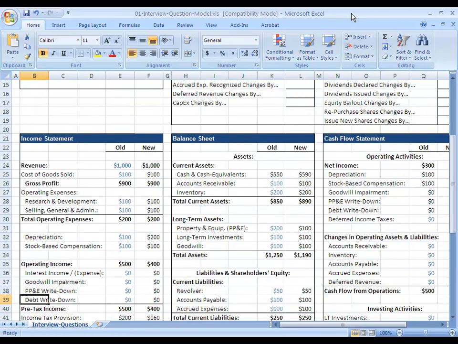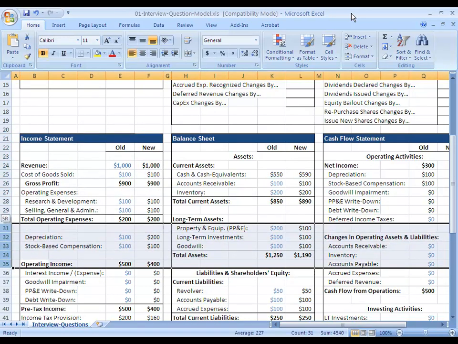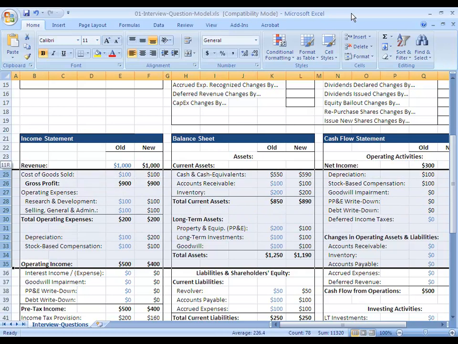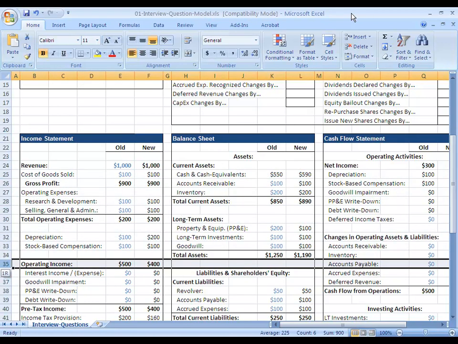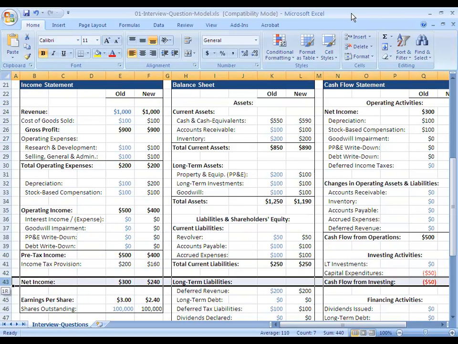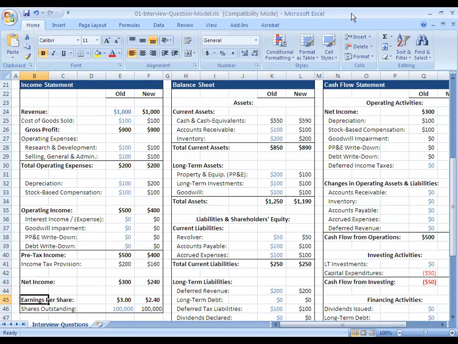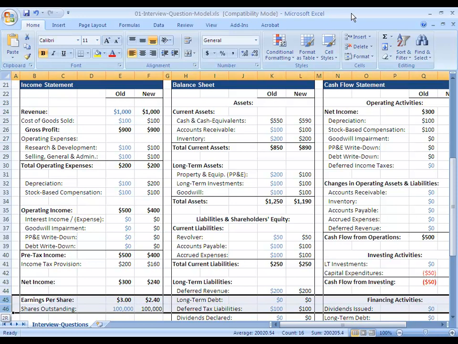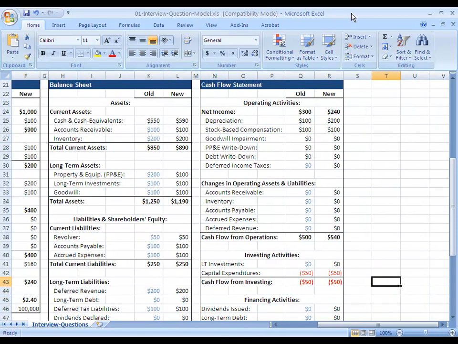So let's go to the income statement first and see what the effect is here. Depreciation is up by 100, which means that operating income has fallen by 100. Again, it doesn't matter whether depreciation is in operating expenses or cost of goods sold. All that matters in the context of this question is that operating income falls by 100. That means that pre-tax income falls by 100. And so as a result, net income is going to be down by 60, because remember, we're assuming a 40% tax rate here. You may want to confirm that with your interviewer just to check, but it's usually pretty standard to assume a 40% tax rate. So overall, net income here is down by 60. You don't need to mention anything on earnings per share or shares outstanding for this type of question either.